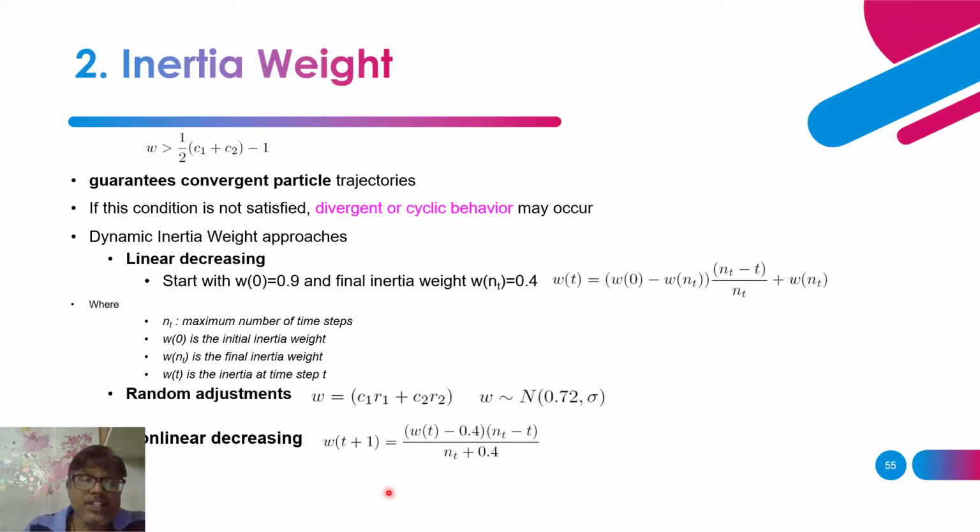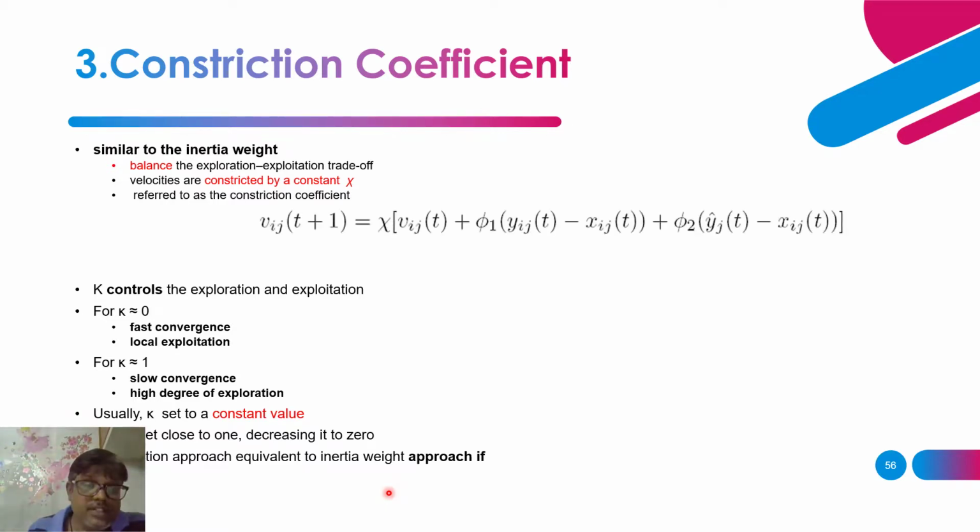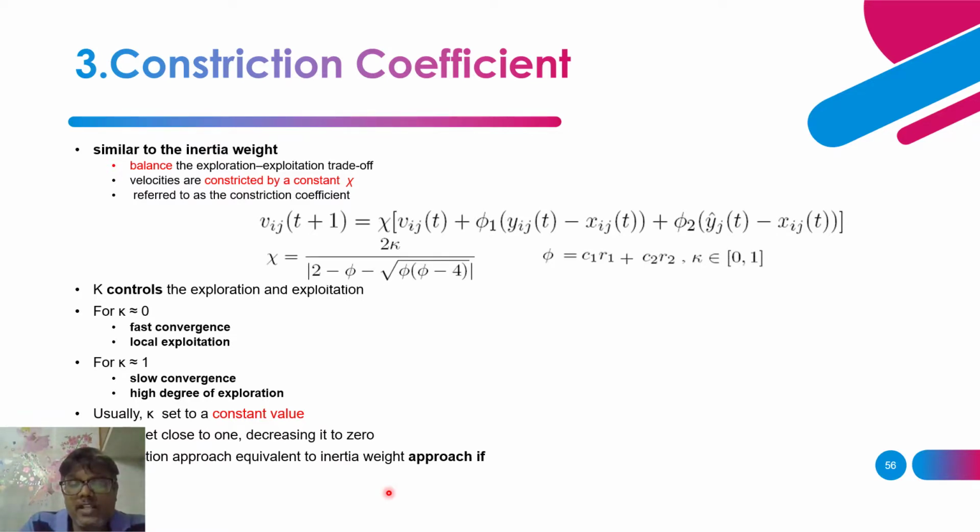The last one is the constriction coefficient. It is similar to inertia weight, so it also balances the exploration and exploitation trade-off. The velocities are constricted by a constant chi, referred to as the constriction coefficient, and you can see the equation. All three terms are multiplied by the parameter chi, and chi is given by 2k divided by the modulus of 2 minus phi minus the square root of phi into phi minus 4, where phi is given by c1 r1 plus c2 r2, and k is a value taken from the range 0 to 1. K controls the exploration and exploitation.